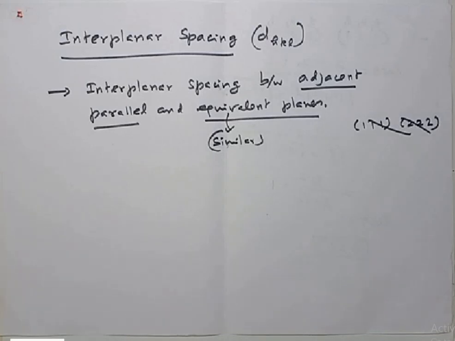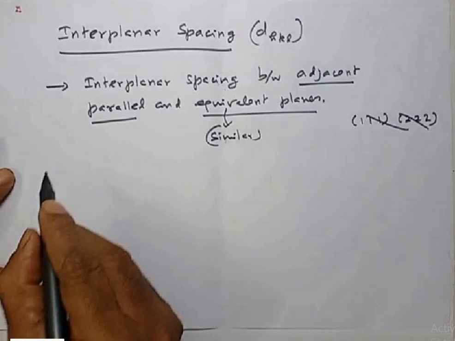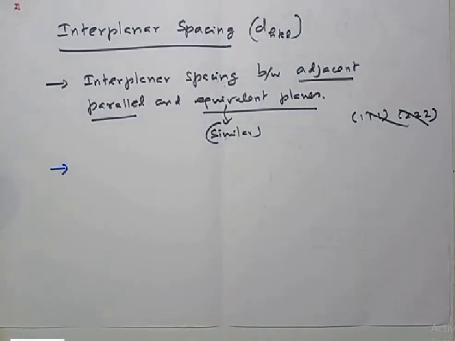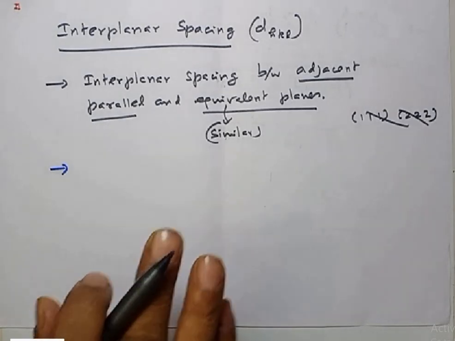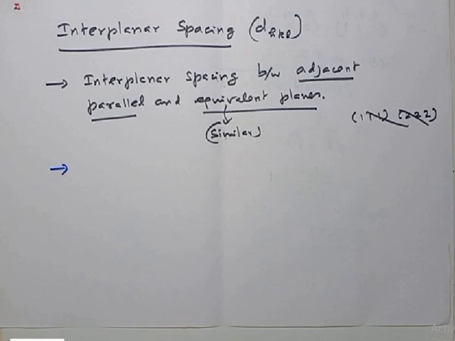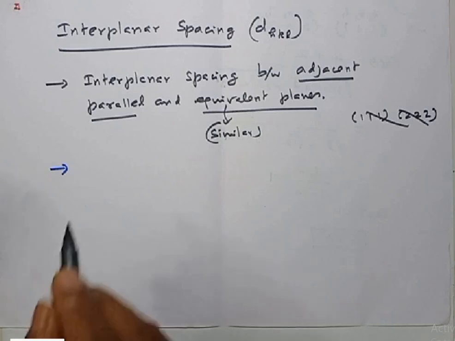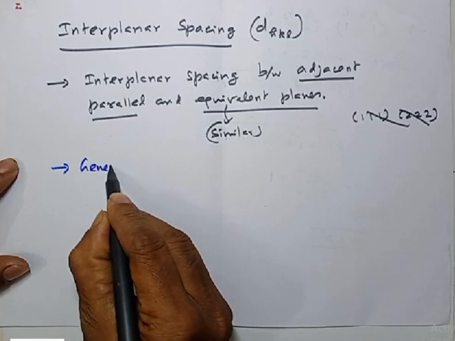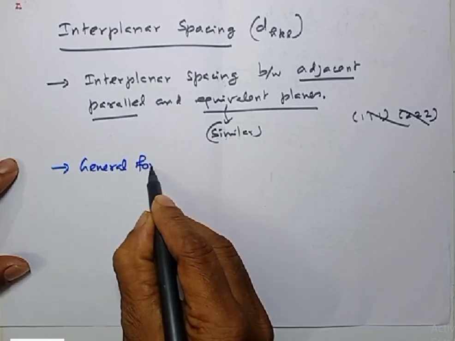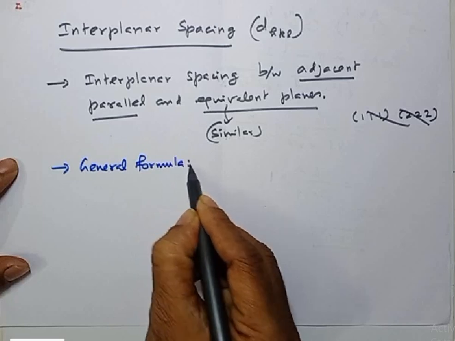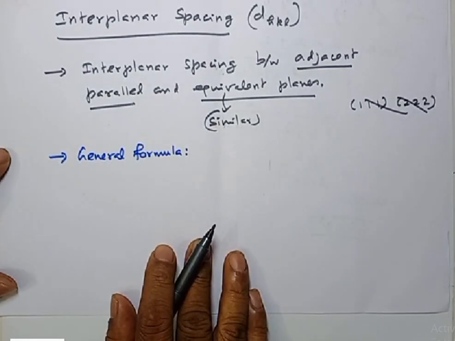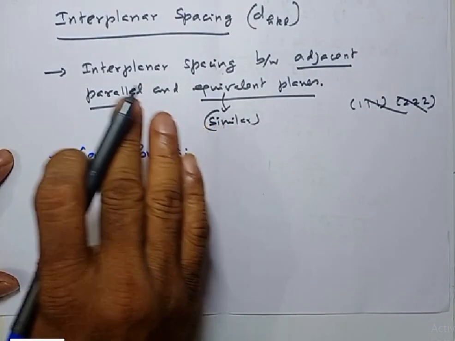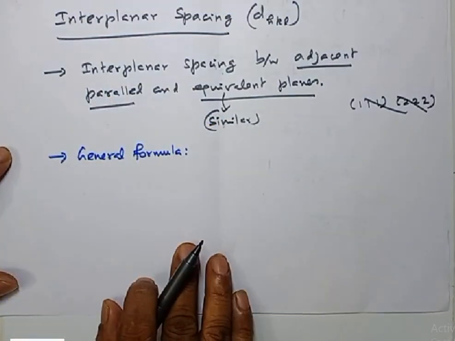Actually, we can derive this mathematically, but I am not going to do that. Mathematical derivation is possible, but I am going to give you the general formula first. What is the general formula? The formula to find the distance between adjacent, parallel, similar planes.